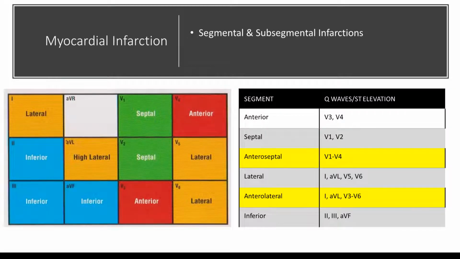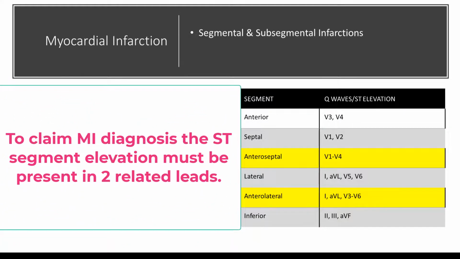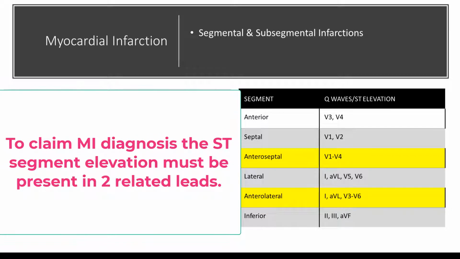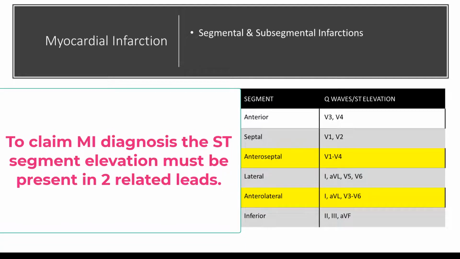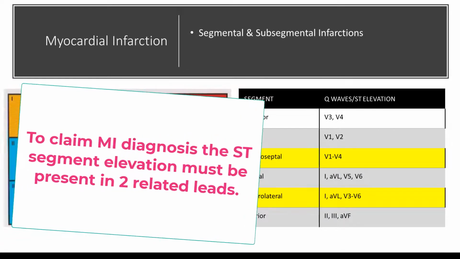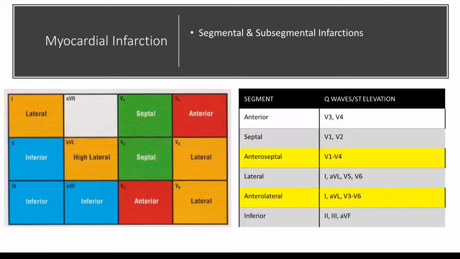There's one caveat. In order to diagnose any segmental MIs, there must be at least 2 leads that are manifesting ST segment elevation. What does that mean? Let's say we have an ST elevation in V1, but not in V2 or any other leads, then we cannot diagnose. Likewise, if we have an ST elevation in lead 2, but not in lead 3 and AVF, we cannot claim that there is an inferior wall MI. There must always be at least 2 contiguous or related leads.